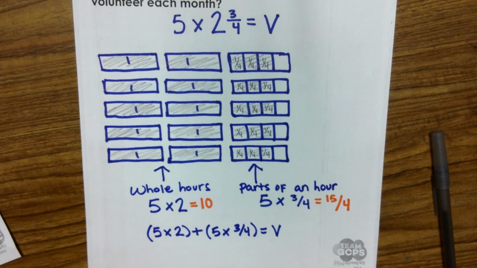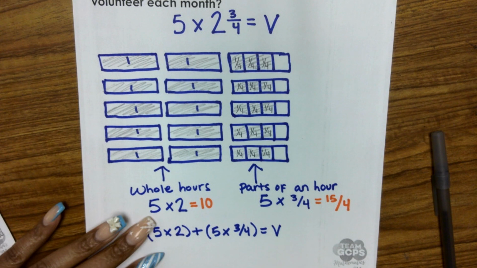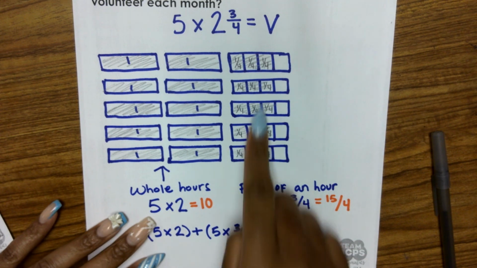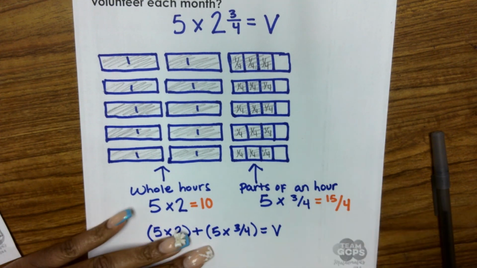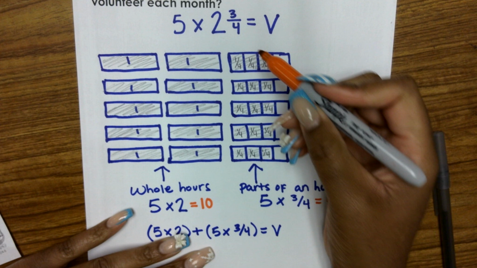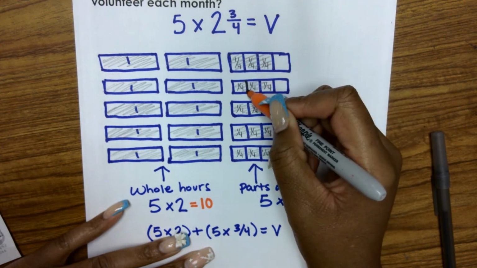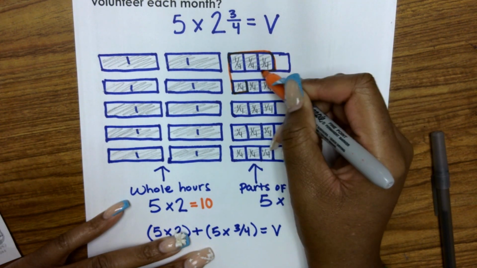We can't leave 15 fourths like that because it's improper. An improper fraction is where the numerator is greater than the denominator, and we cannot leave it like that. We have to change it into a mixed number. So I need to see how many wholes I can make out of this 15 fourths. I know that it takes 4/4 to create a whole. So let's count: 1, 2, 3, 4. There's 1.